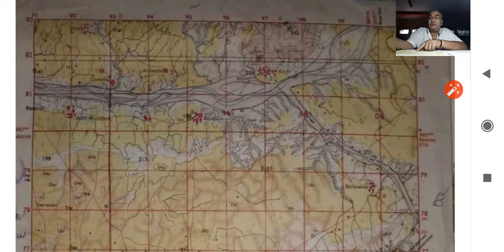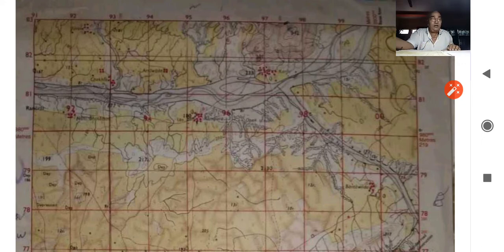And in the south, toward the south of the northing 79, there are 6 squares in the length and 10 squares in the breadth. So in the south the area will be 60 kilometer square.